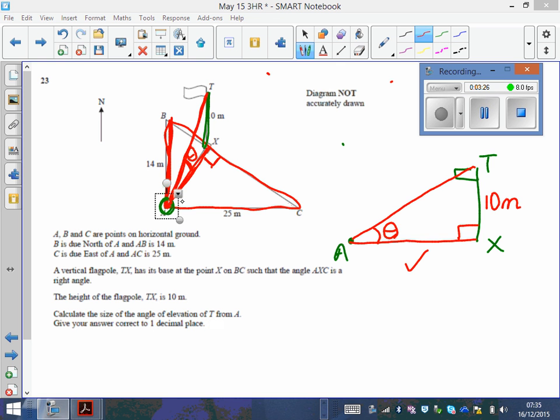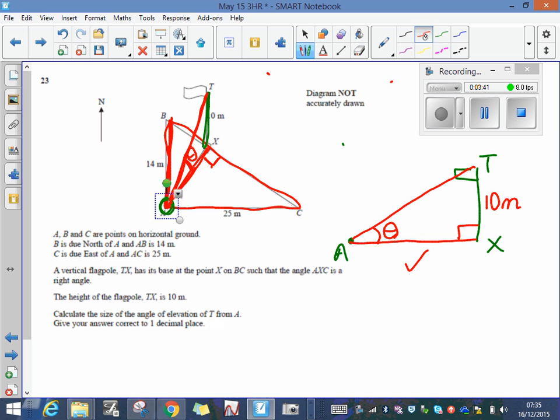Now the trouble is, in this right angle triangle here, triangle AXC, all I know is the length of this side. And the same is true in this one here, ABX, all I know is the length of AB. But I could find this angle here. So let's call this angle here angle X.